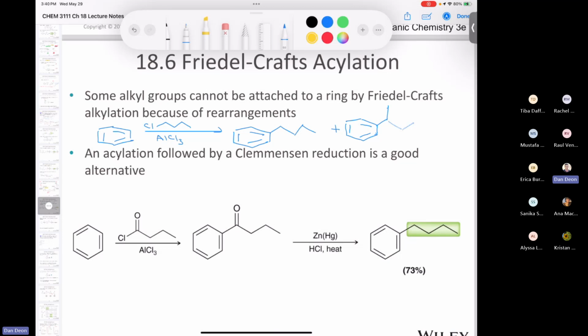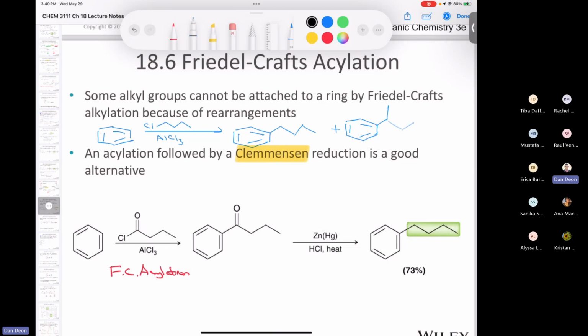However, what if you only want to get the butyl benzene? Well, you can do it by a two-step process. The first step is to do your Friedel-Crafts acylation. So again, this step here is called acylation, and of course, it's Friedel-Crafts. And then after your acylation, you do what's called a Clemmensen reduction. So this is a new reaction. The Clemmensen reduction is named after somebody.